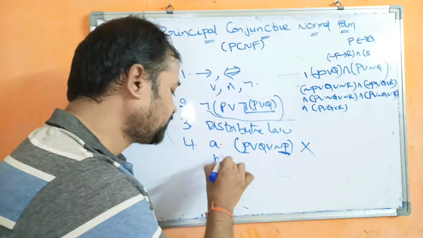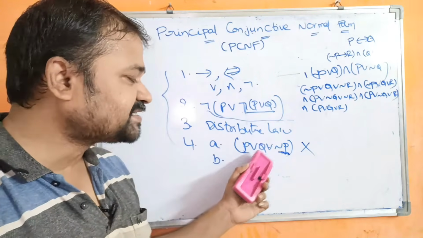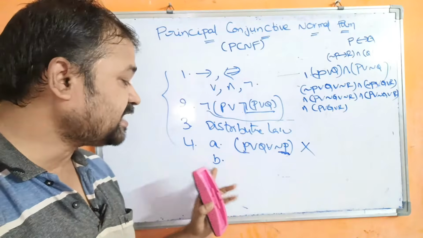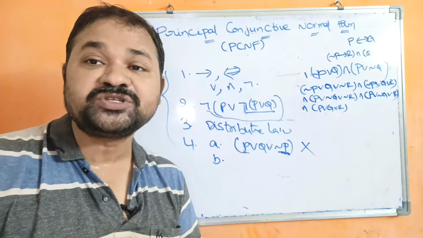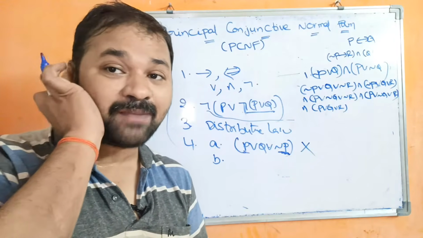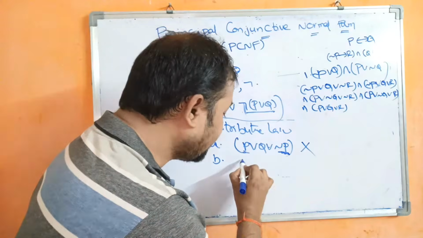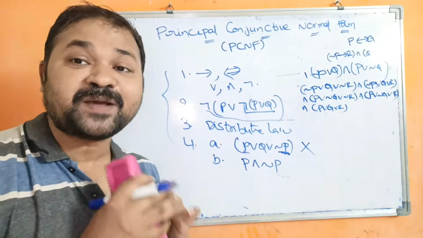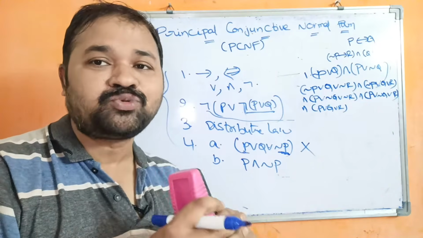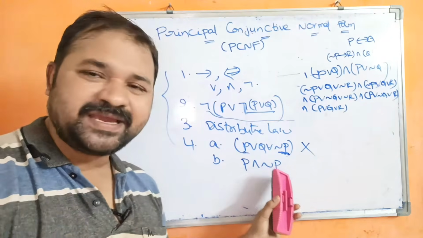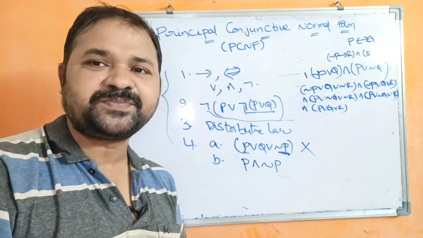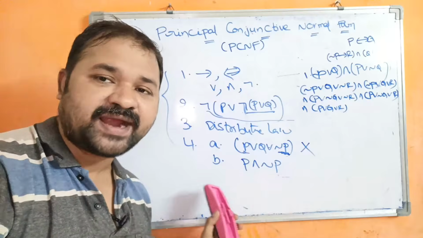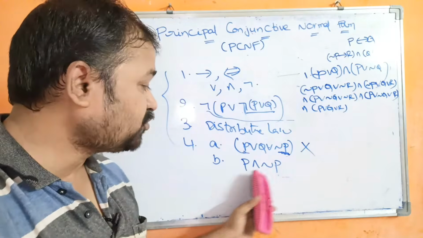So what is 4a? An elementary sum which is producing the tautology has to be dropped. And the second point is, if any proposition is missing, then we have to add that proposition with the help of the complement law, P and negation P. If any proposition is missing, then we have to add it by using this law: P and negation P, or Q and negation Q, or R and negation R, depending upon the term which is missing. We have to add this conjunction.